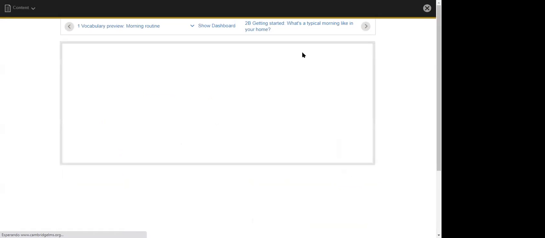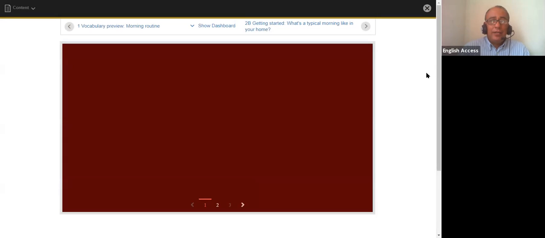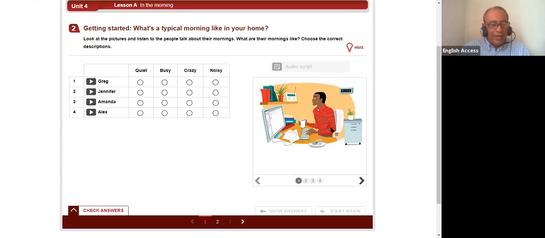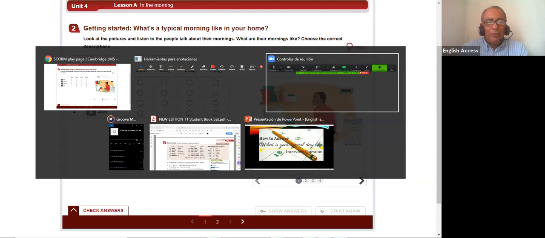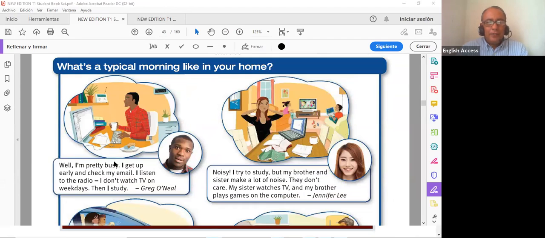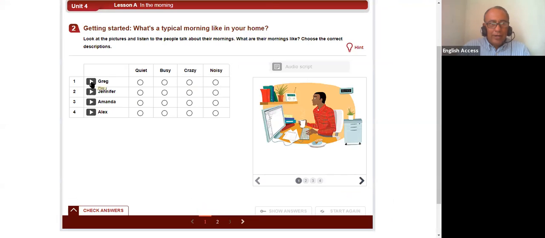Ahorita vamos a ir al workbook que prácticamente lo podemos hacer todo aquí en línea. Dice lesson A in the morning, getting started. What's a typical day? Here we have the same as in the book. Aquí tenemos lo mismo que en el libro, lo acabamos de escuchar about Greg. Podemos escuchar el audio de Greg.